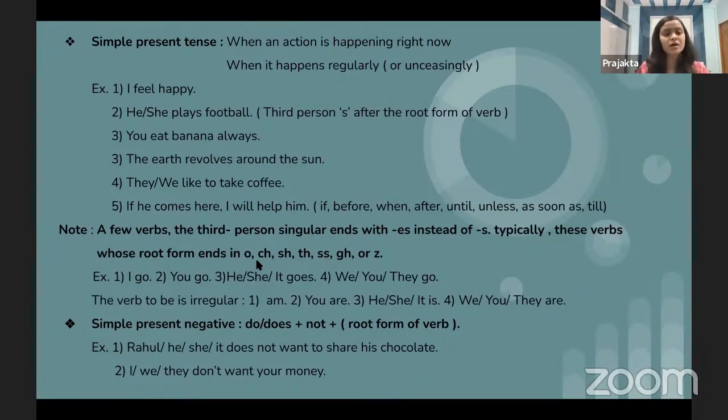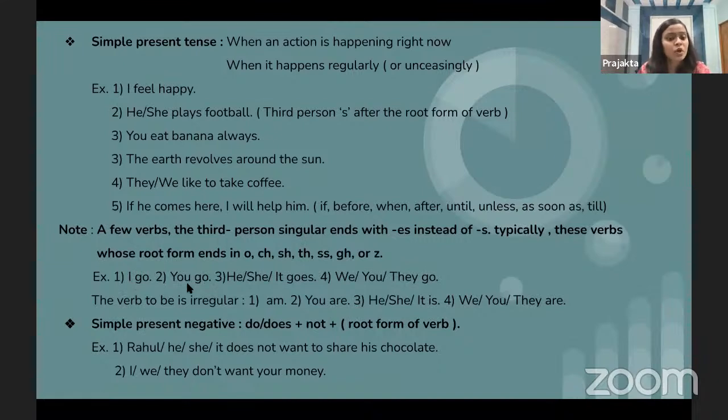So जो भी verb है, उस verb के जो ending अल्फाबेट है, वो अगर o, ch, sh, th, ss, gh और z हो, तब उसके पीछे es लगाया जाता है. अब देखिए, I go. ठीक है. But it happens only when we are talking about the third person singular. Okay. I, first person, okay, I go.